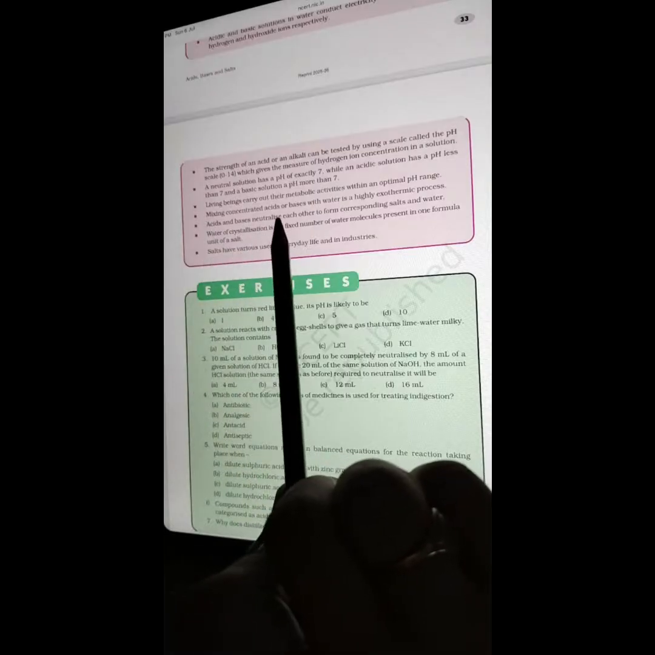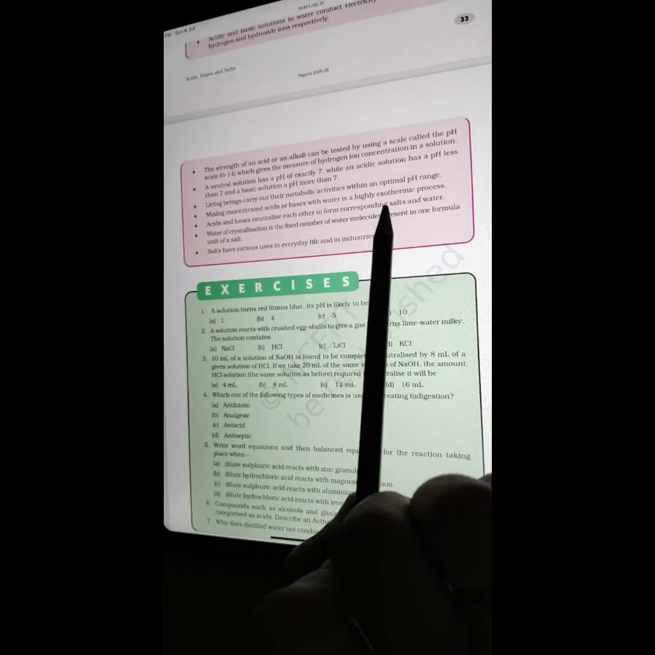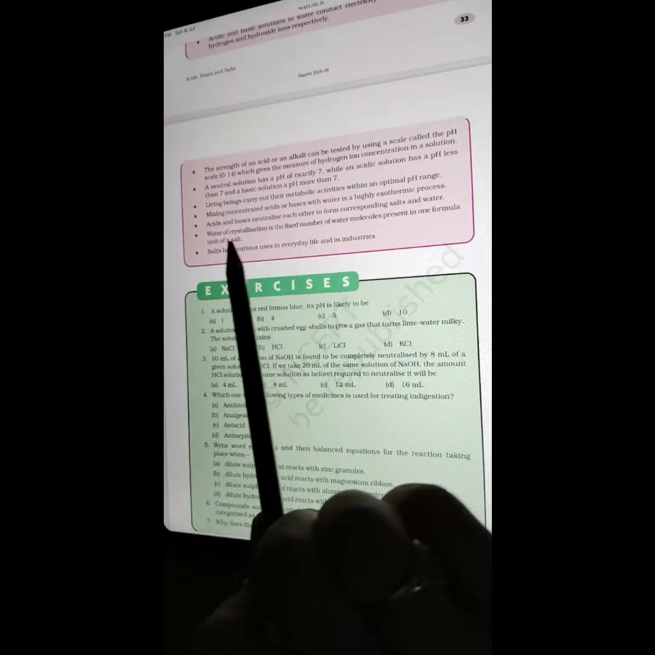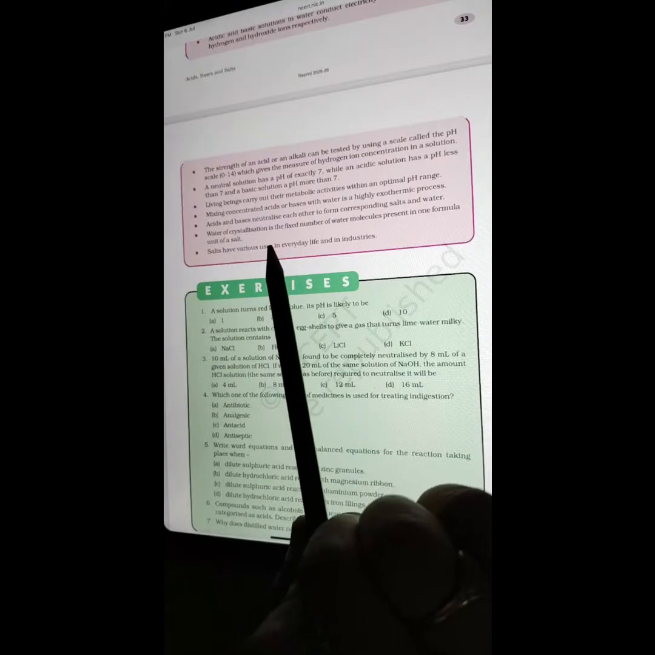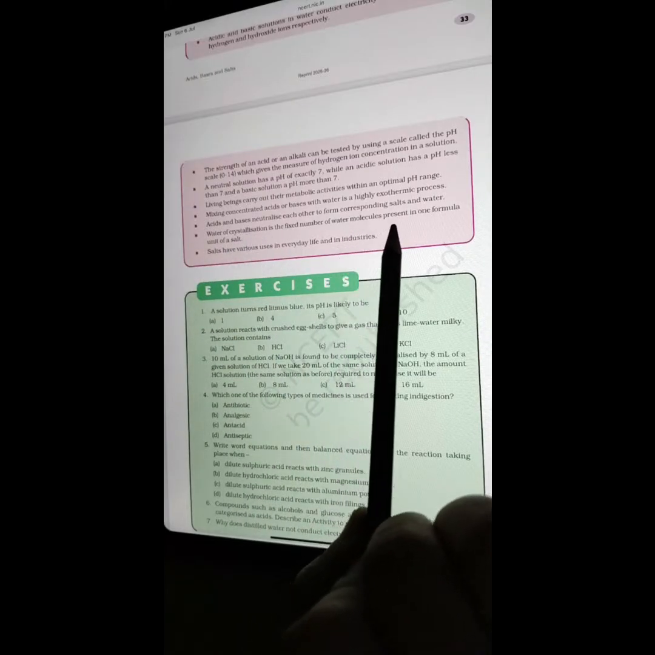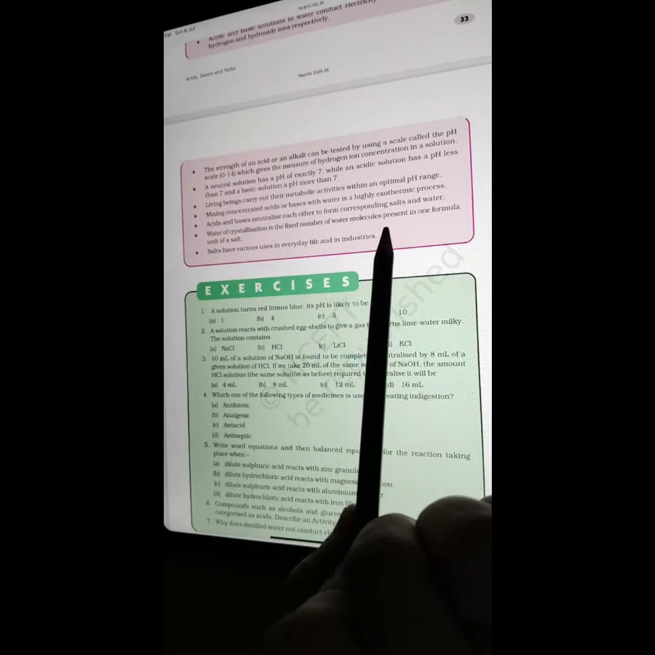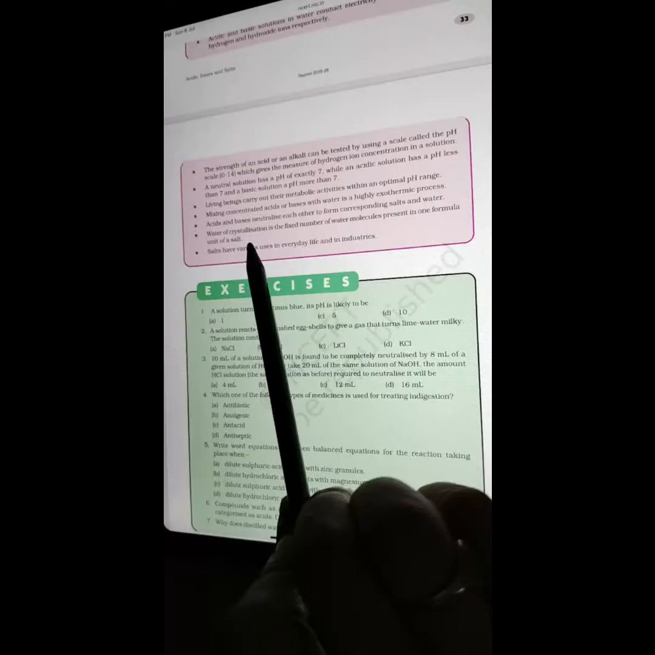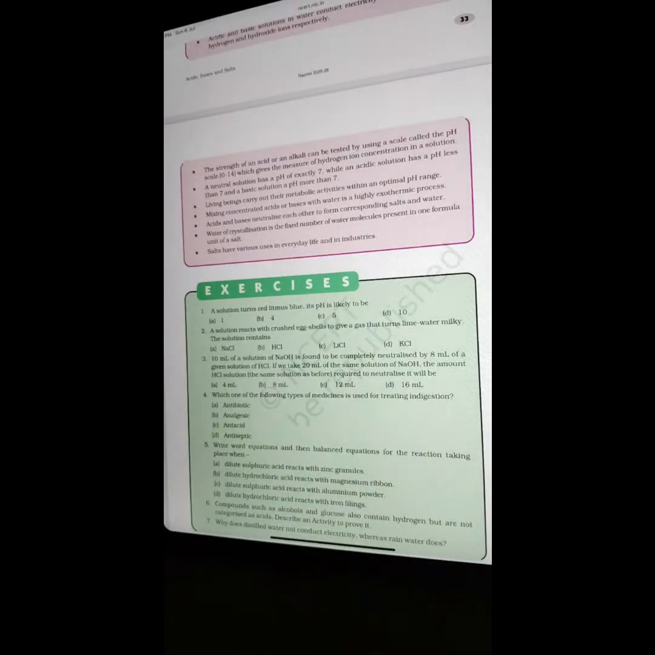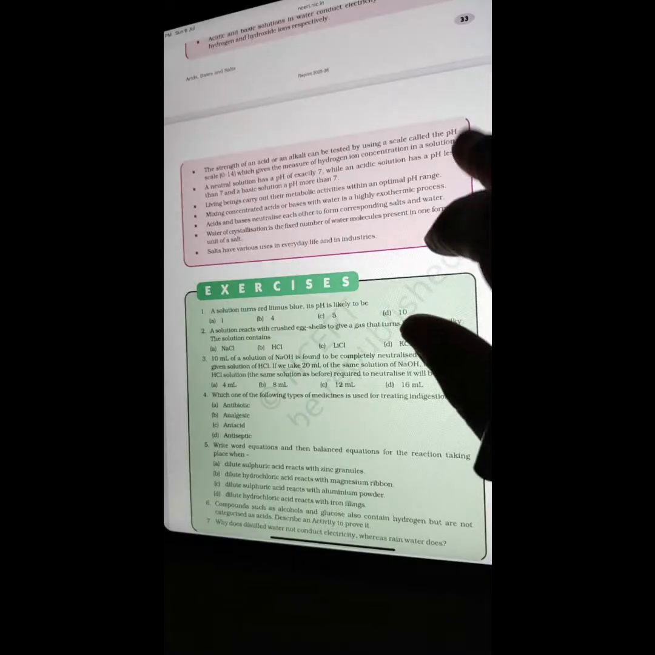Mixing concentrated acids or bases with water is a highly exothermic process. Acids and bases neutralize each other to form corresponding salts and water. Water of crystallization is the fixed number of water molecules present in one formula unit of a salt. Salts have various uses in everyday life and in industries.